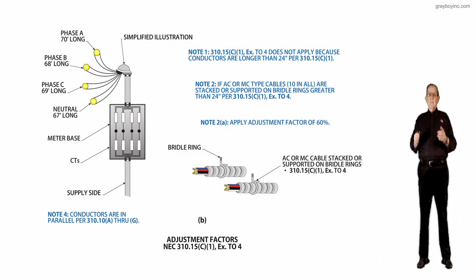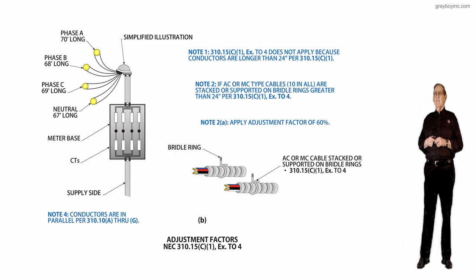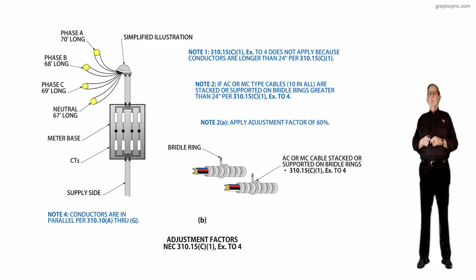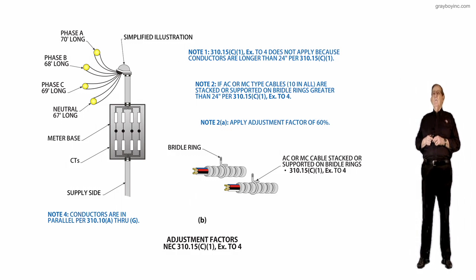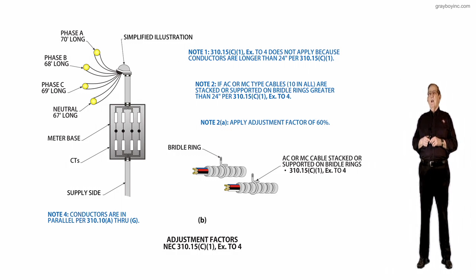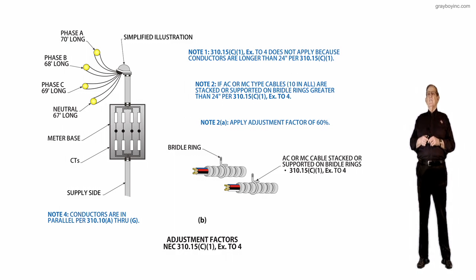At this time, let's review the notes and notice that Note 1 reads 310.15(C)(1) exception to (4) does not apply because conductors are longer than 24 inches per 310.15(B)(3)(a). Note 2 talks about the AC or MC type cables, 10 in all, stacked or supported on bridle rings greater than 24 inches per 310.15(C)(1), as in car, exception to (4).